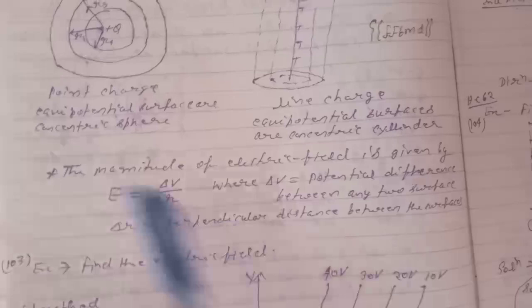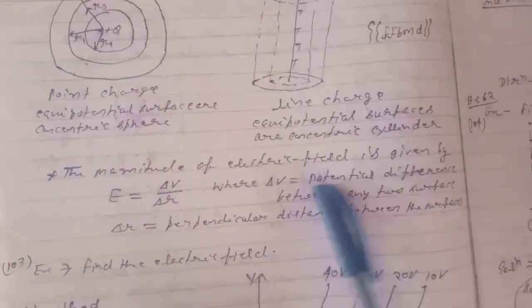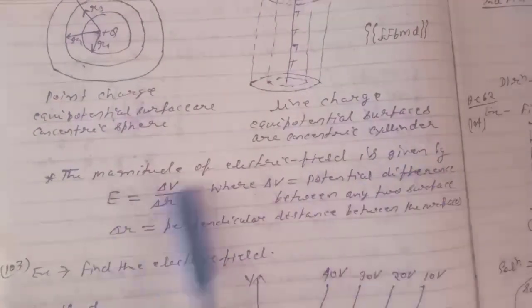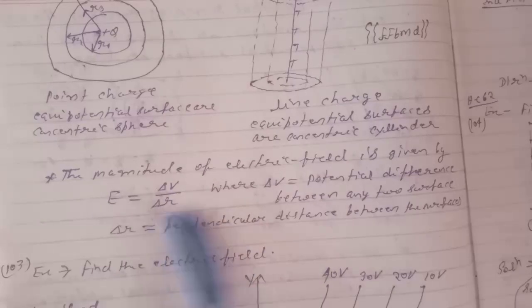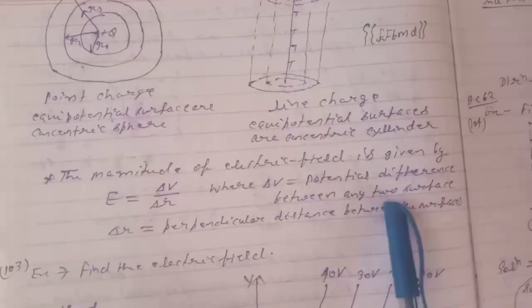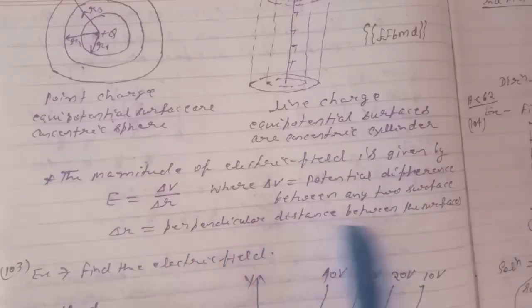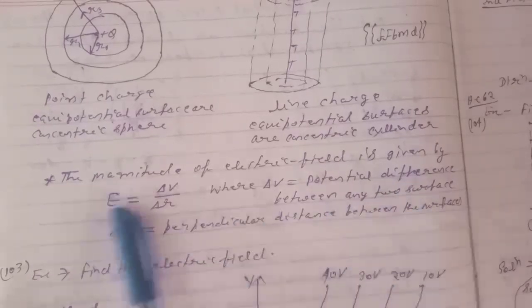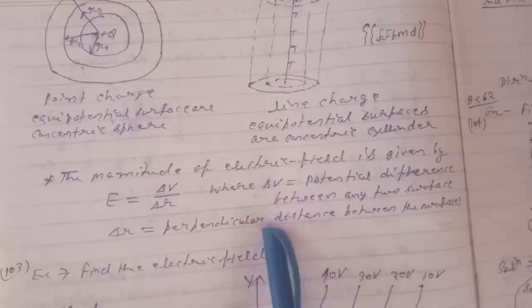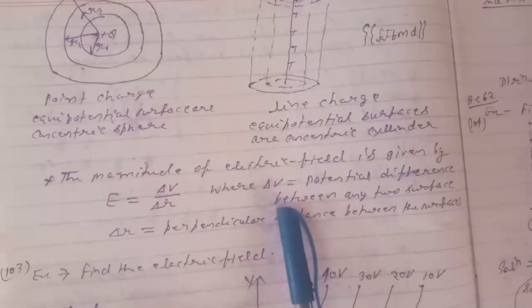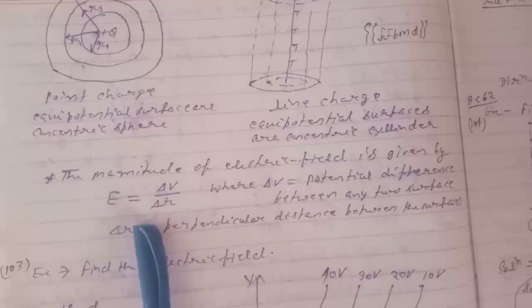Now, the next point is that the magnitude of the electric field is given by E equals delta V by delta R, where delta V is the potential difference between any two surfaces and delta R is the perpendicular distance between the surfaces. It is for magnitude. If we have to find only the magnitude, then we can use this formula only.